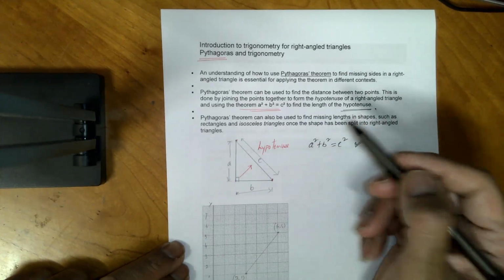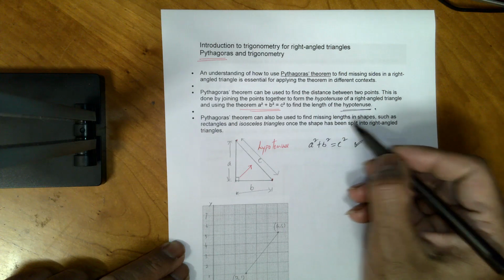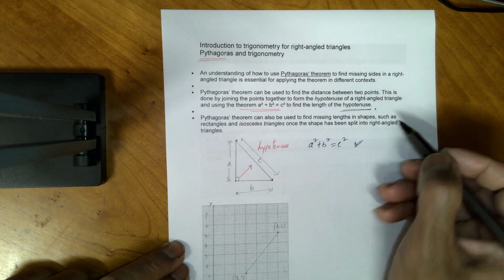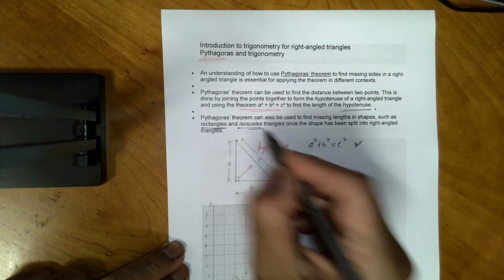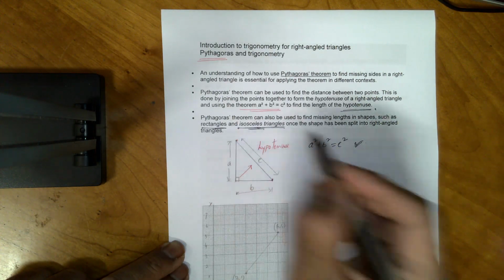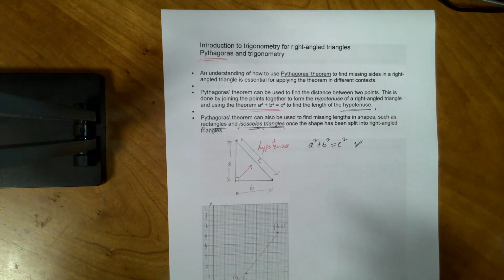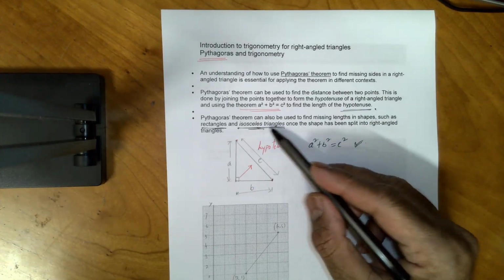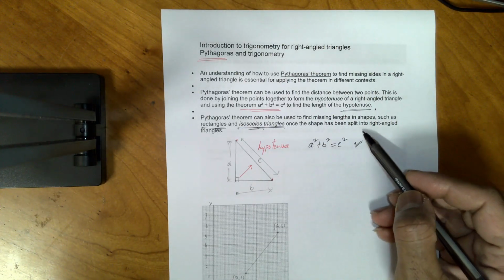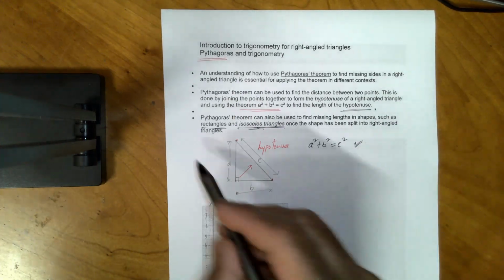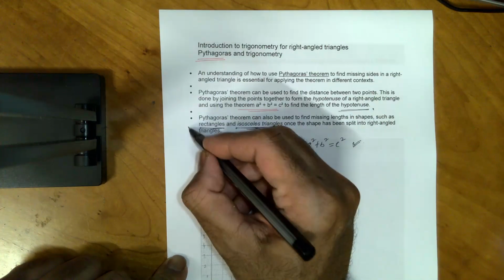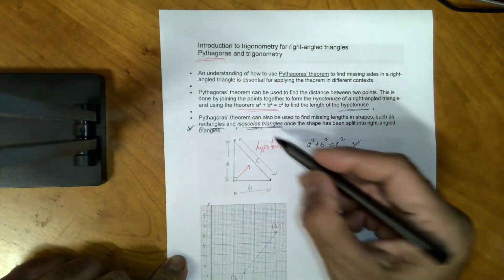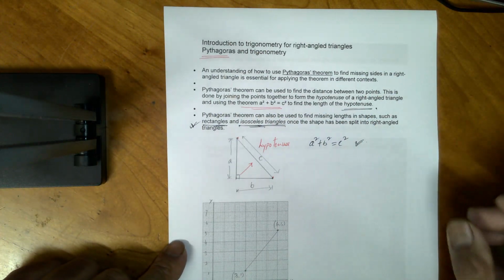The Pythagoras theorem can also be used to find missing lengths in shapes such as rectangles, this is what is here, and isosceles triangles. So we will talk about isosceles triangles later on. It says that once the shape has been split into right angle triangles. So this part, we will talk about right angles, and then later on I will explain isosceles triangles as well. Okay, right, let's move on then.